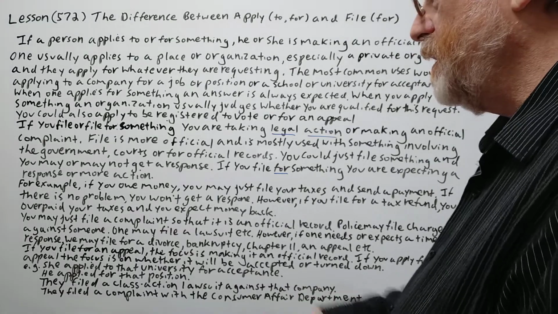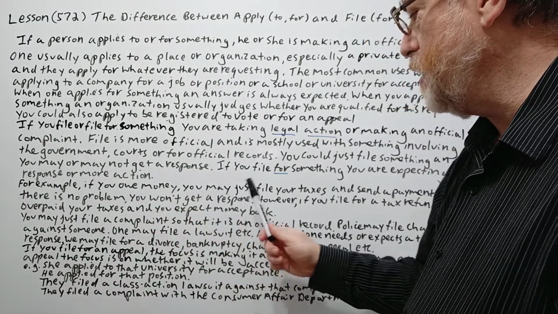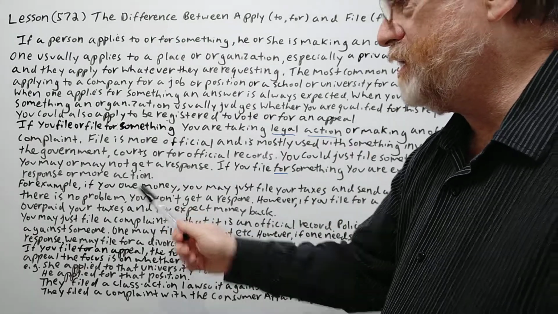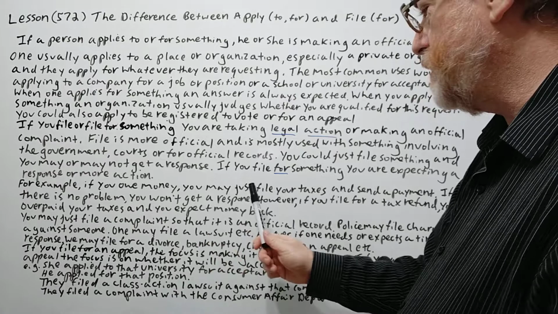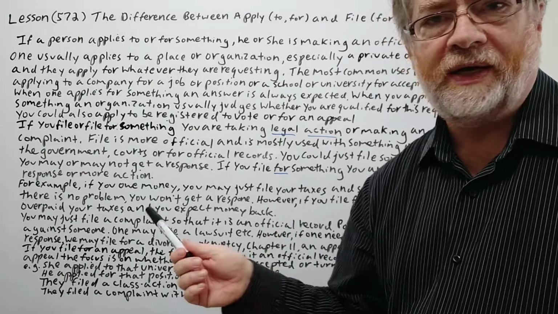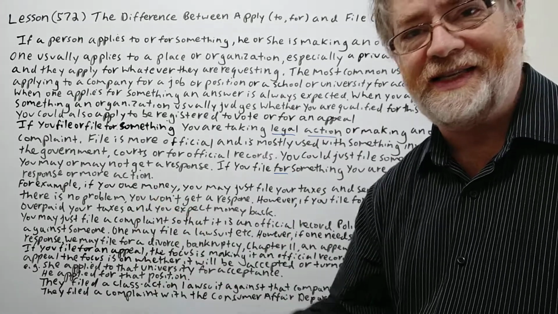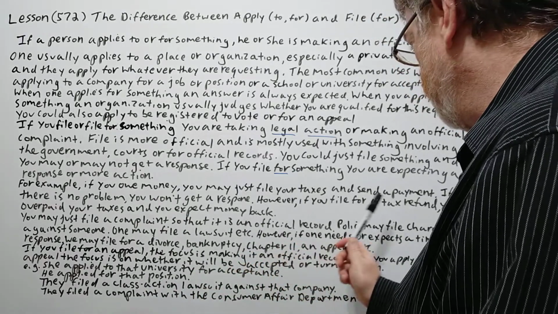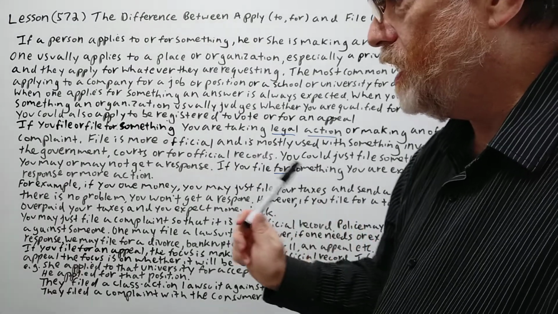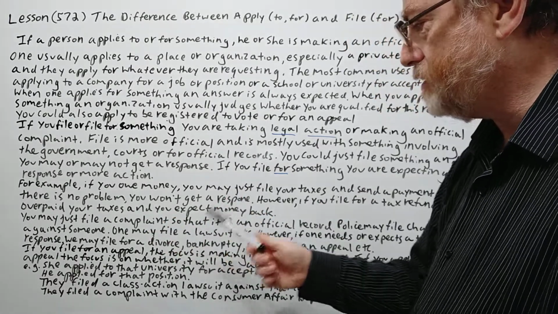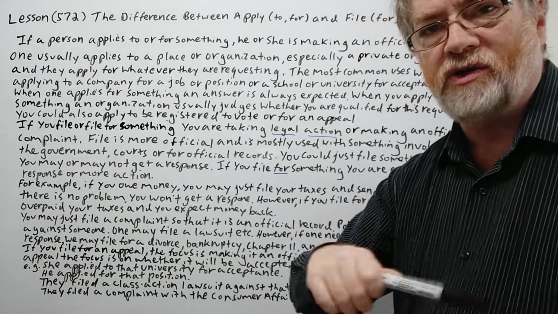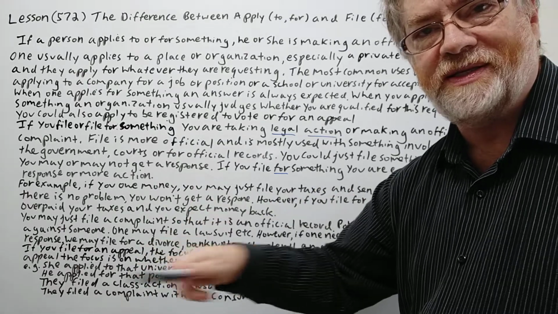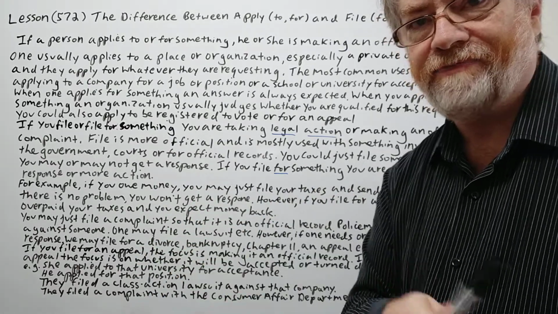Let's continue. For example, if you owe money, you may just file your taxes and send a payment. If there is no problem, you won't get a response. So that's it. You don't hear from them until the next year. You do it over again. You're not waiting for anything. However, if you file for a tax return, it basically means you overpaid your taxes and you expect money back. So you're applying for a return. You want an answer, and you want this money back that you overpaid.